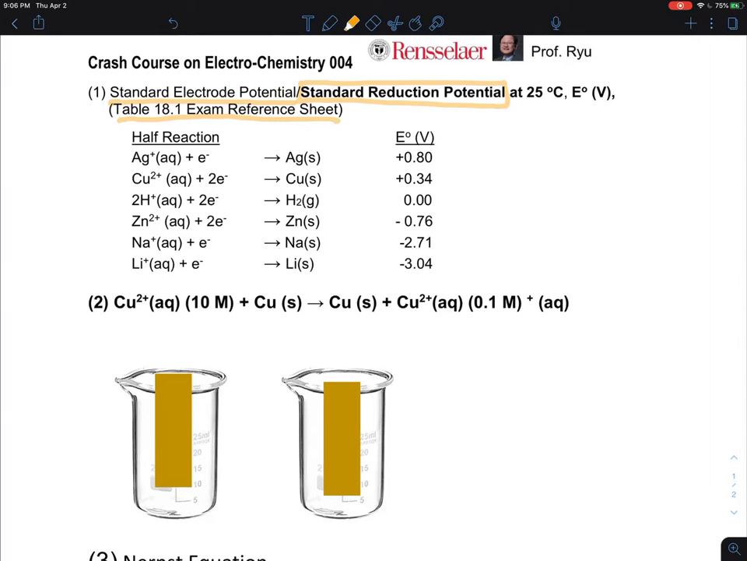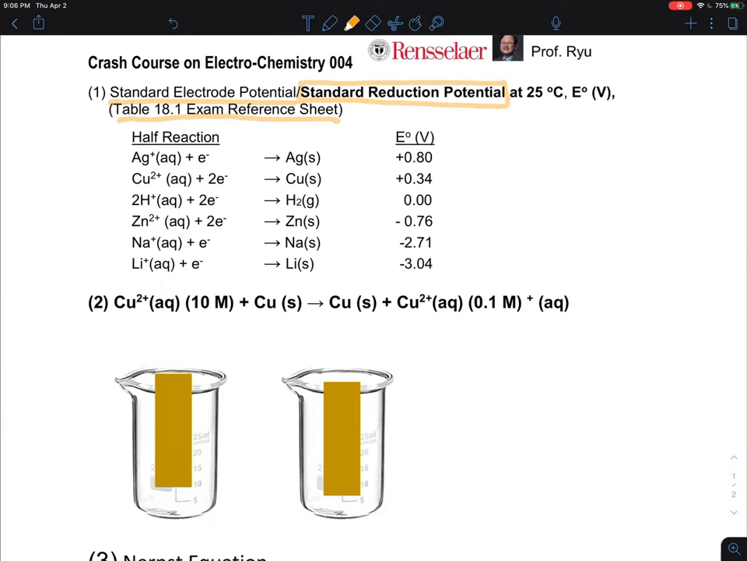And then if you look at this ugly looking big table, you remember the first page of the reference sheet. Although it's very small, if you blow it up, that's a standard electrode potential. I don't know whether they are trying to be ambiguous here, but anything here is receiving electrons to be reduced. So this is all reduction potential.